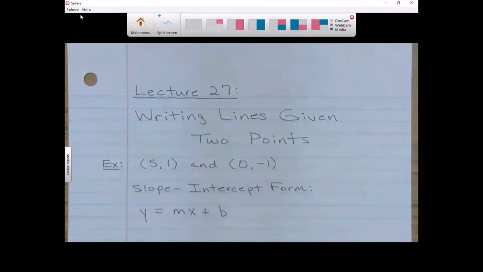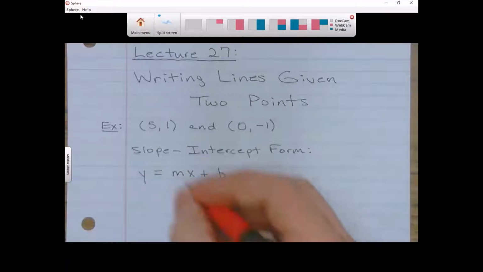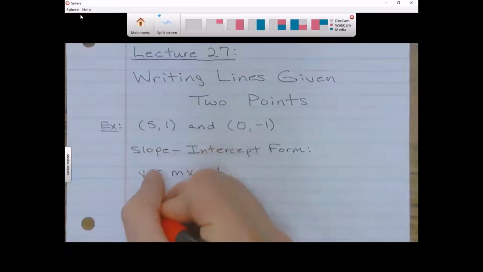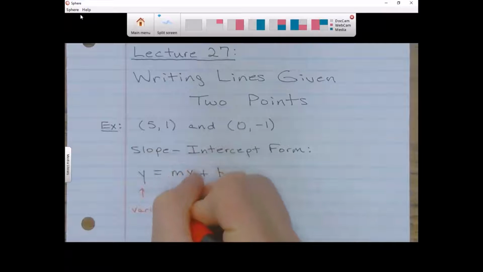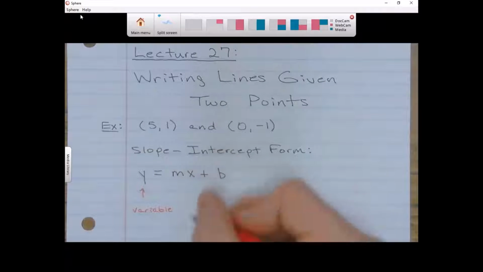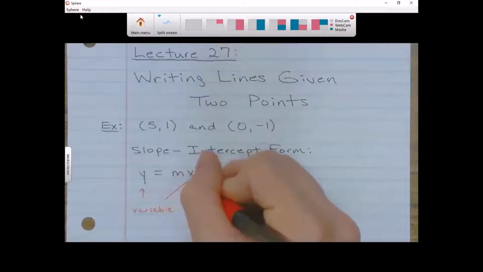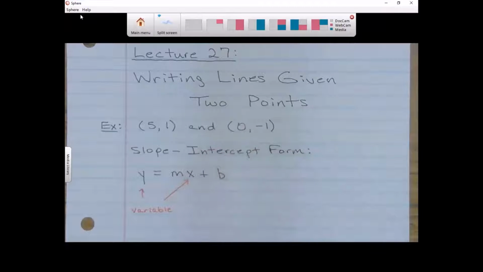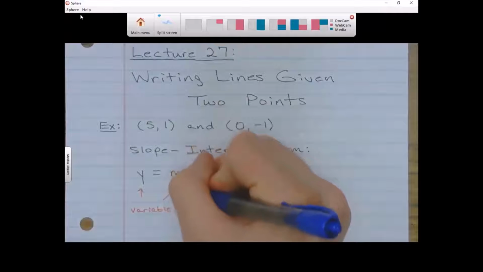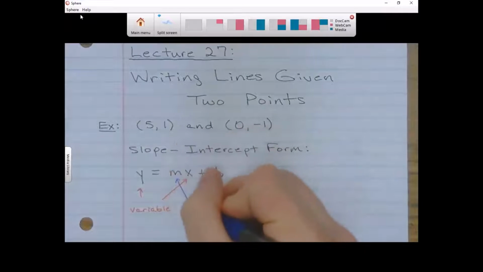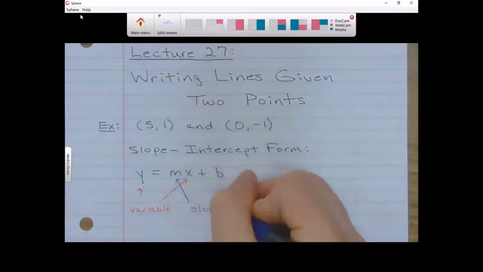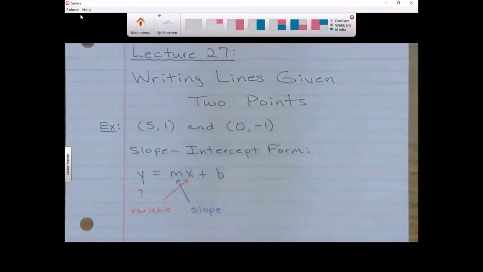Now the x and the y are going to be variables. I'll label that. So x and y, they're just going to remain variables, but the m is actually going to be a number. The m is going to stand for the slope.